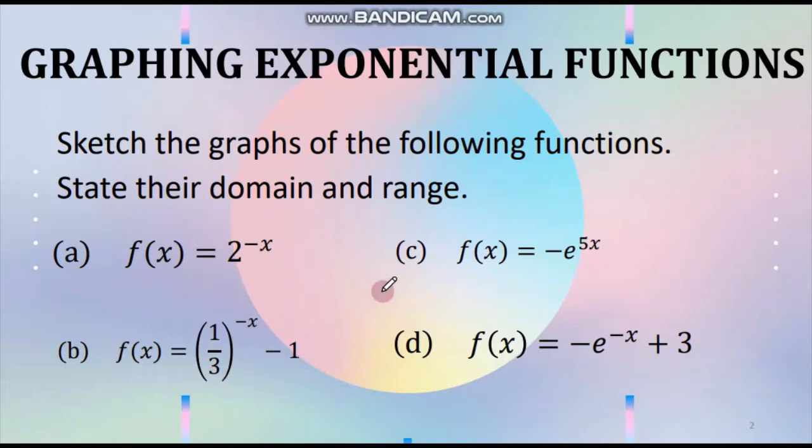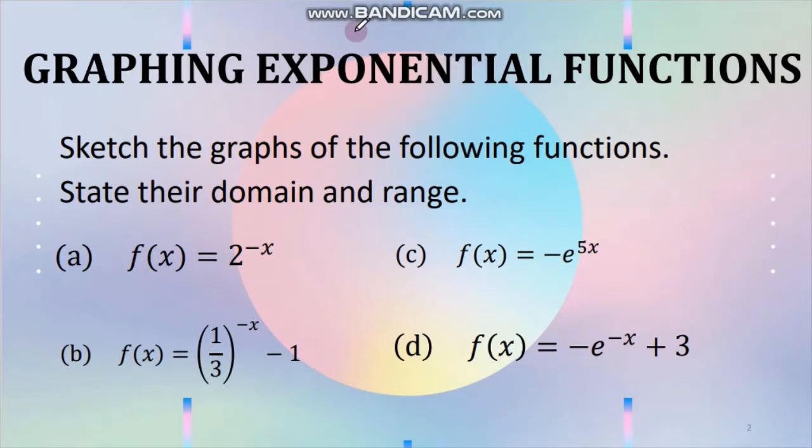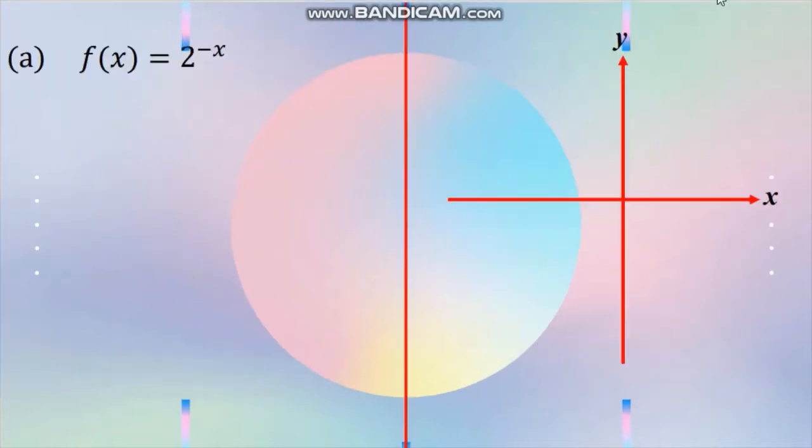Let's look at examples C and D. C and D are the second type of exponential function with base exponent, or base e. Next, sketch the graphs of the following functions, state their domain and range. Let's sketch our graph. By using properties, we can sketch the exponential function.